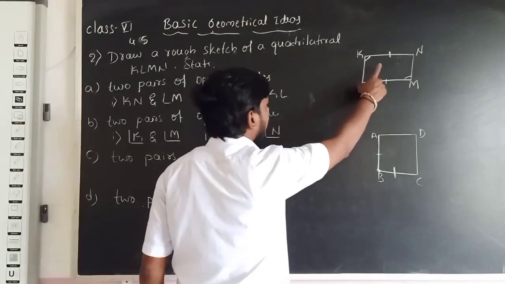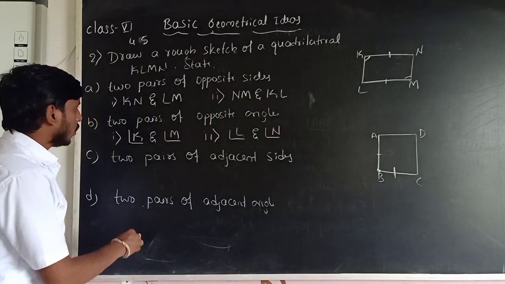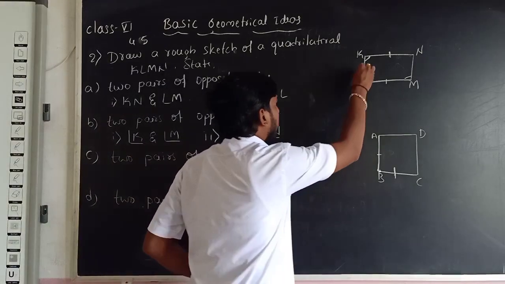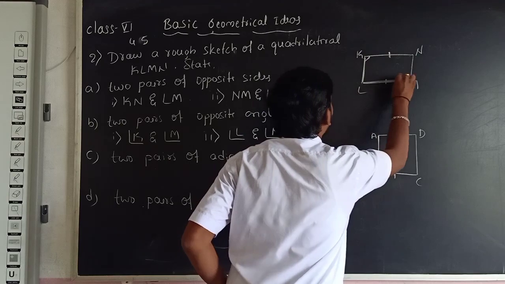With respect to this diagram, what are the two pairs of adjacent sides? I will write the first one: KL and LM.